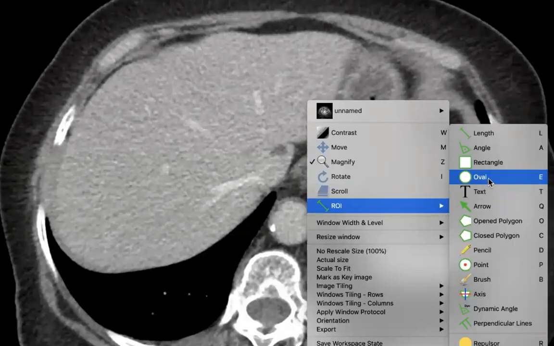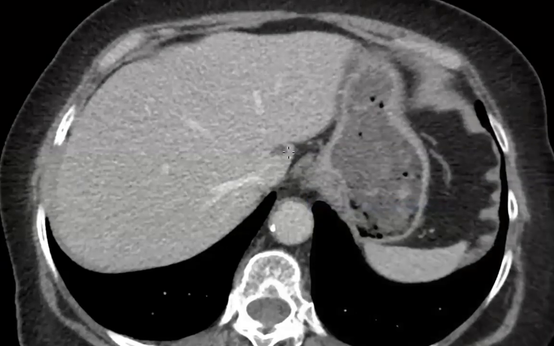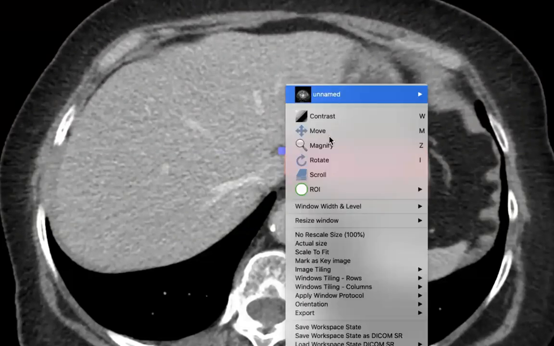What would you do with this lesion? Measure the Hounsfield unit. Okay. So what's the Hounsfield unit here? It's coming 15. 15. So what's this? Cyst. Okay. So you've saved yourself time.